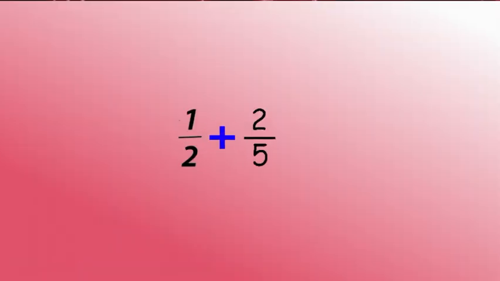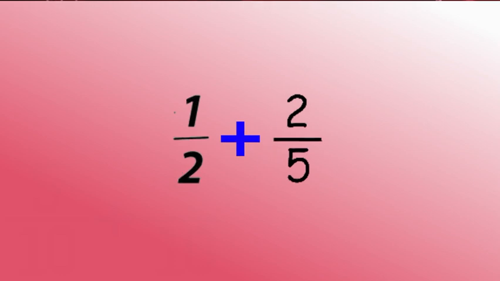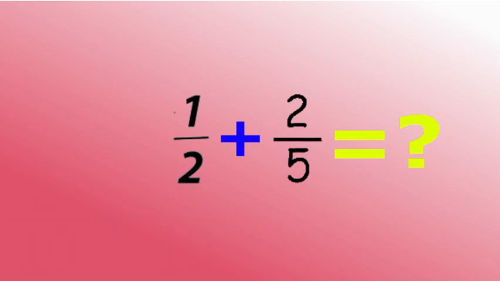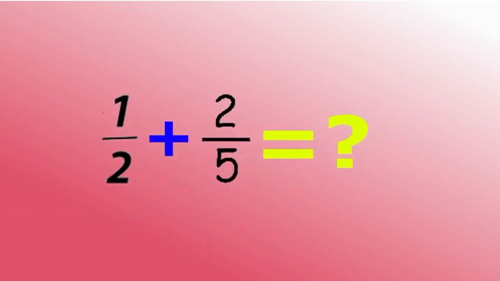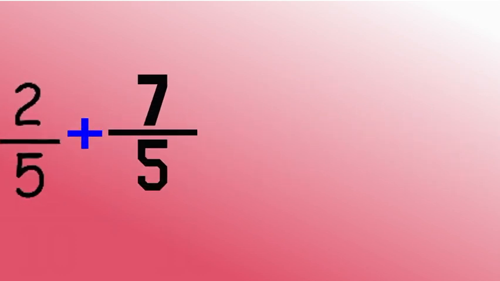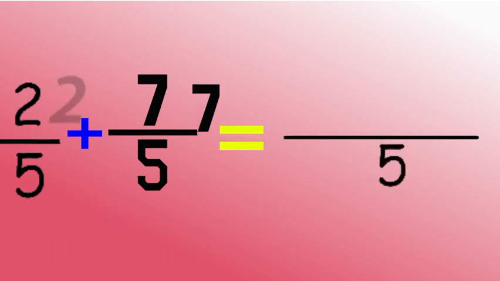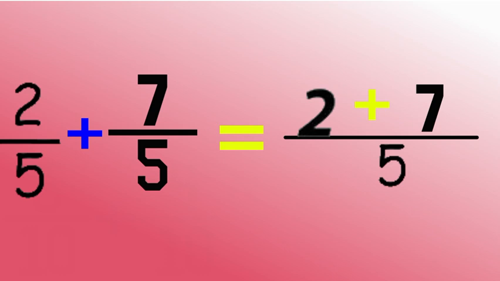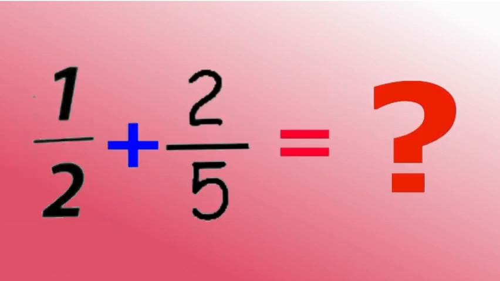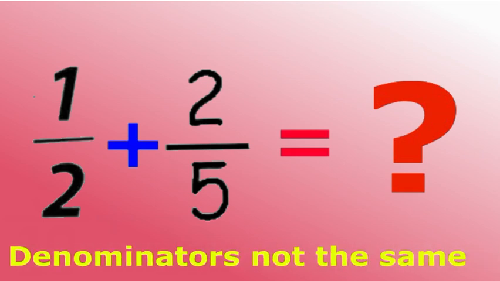Adding fractions with different denominators can seem really confusing at first. You know how to add fractions with the same denominator, similar fractions. That's easy. Just keep the denominator and add the two numerators. But look at these. These fractions are unlike fractions and therefore have different denominators. How do you add these kinds of fractions?